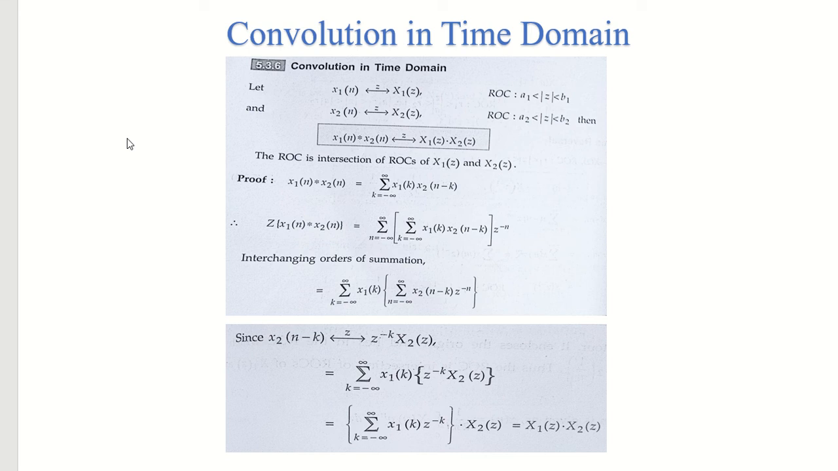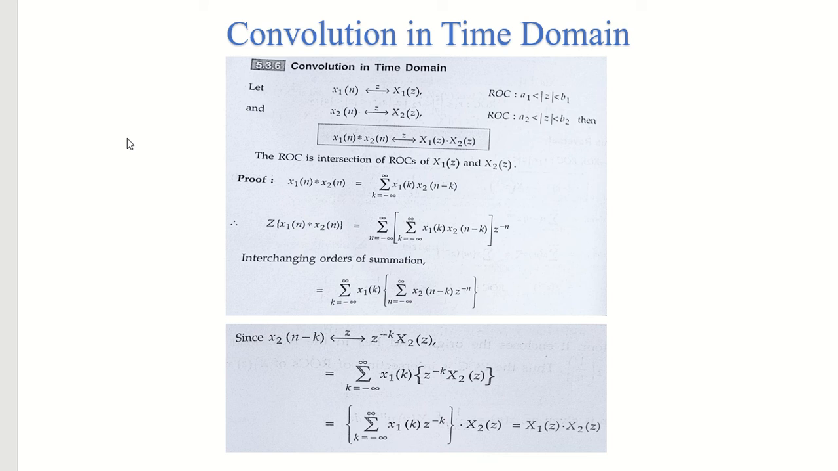So when we take both of these signals x1 and x2, and take the convolution of them, the z transform of this convolved signal will become X1(z) times X2(z), and the ROC is the intersection of the ROC of X1(z) and X2(z). So let's try to prove it.